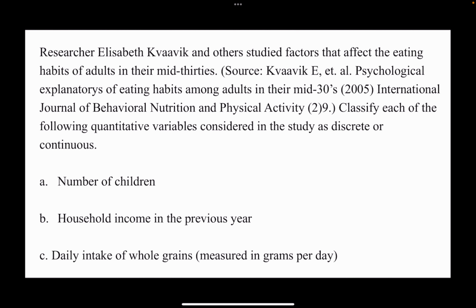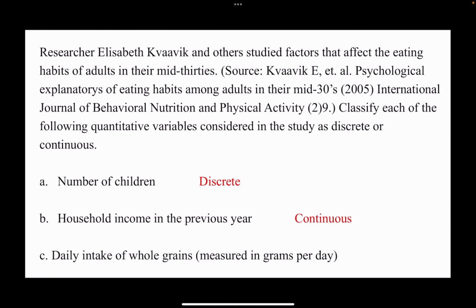So here's some, once again, we're taking a look at Elizabeth Kavavic and looking at the factors that affect the eating habits of adults in their mid-30s. So we're going to classify these as discrete or continuous. These are all quantitative. The number of children somebody has. So once again, I am not going to have 1 3/4 children. So that would be discrete because I can count the number of children I have. Household income in the previous year.